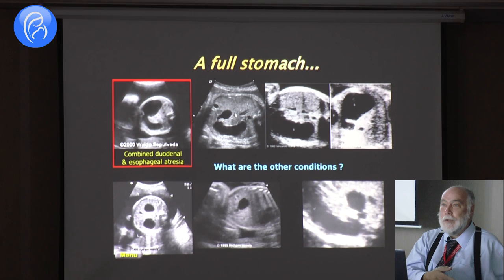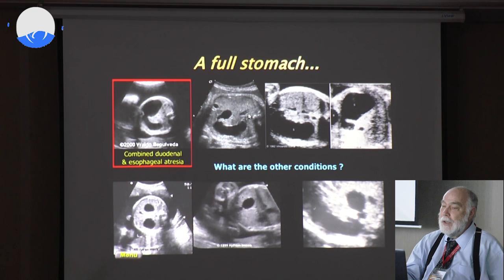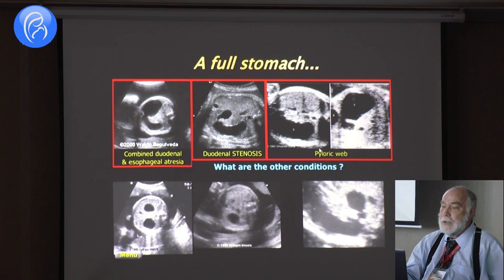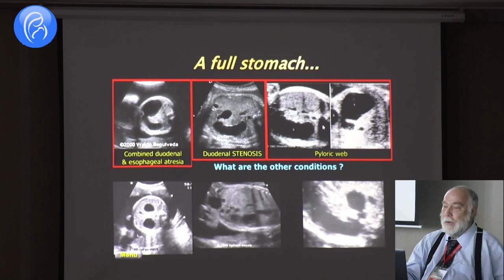So this here is called duodenal stenosis. This is an obstruction of the duodenum, but it's not a complete obstruction, so that fluid can pass. This is a different thing. Here, this is pyloric web. This is a peristaltic wave going through the stomach.